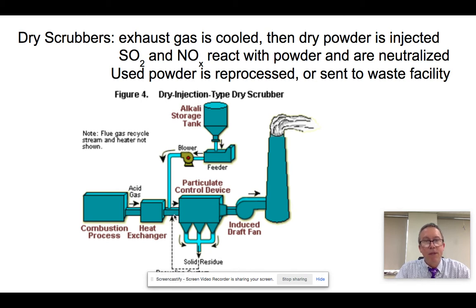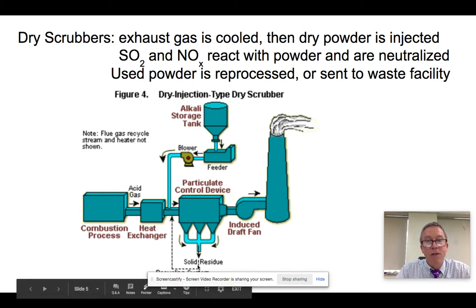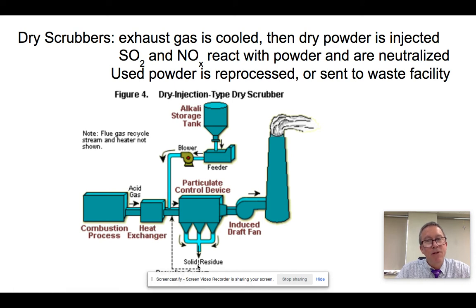Now, then what happens is it moves into here, and we blow in powders that are going to react with it. So alkali, that basically means things that are basic. So we're going to blow in these particles. These particles are going to react with the SO2 and the NOx in a dry form, though. And so that solid residue is just going to come down here. It's just a lot easier to work with solid residue than it is with liquid residue. That's one of the benefits of this.